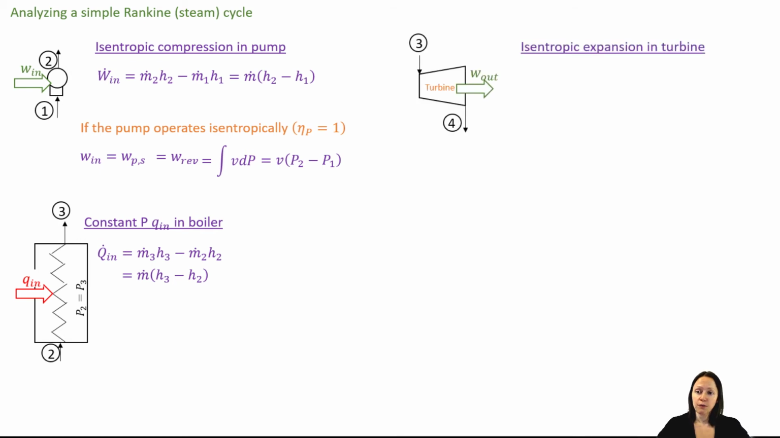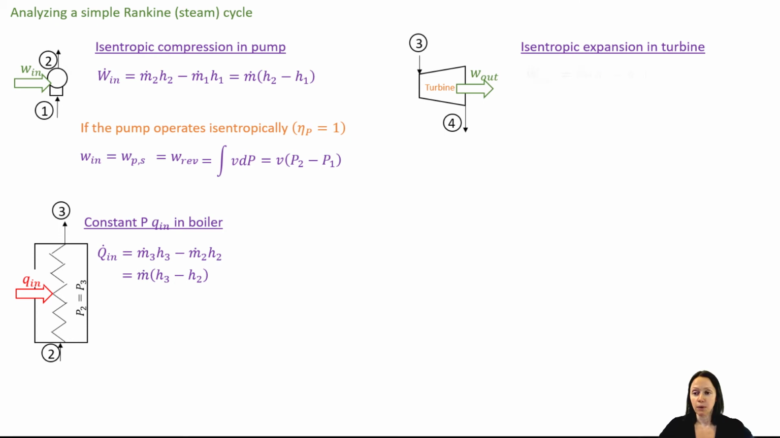All right, 3 to 4 is an isentropic expansion within my turbine. Oh, and before I go too far, keep in mind that up until this point, we've been analyzing gas power cycles where your working fluid is air and it behaved as an ideal gas. That is not the case anymore. So when you look at, say, the isentropic compression in a pump or the isentropic expansion in a turbine, if it's isentropic, the entropy is not going to change from the inlet to the outlet.